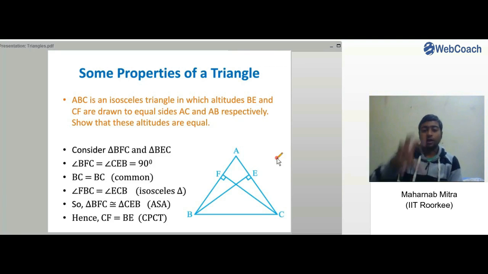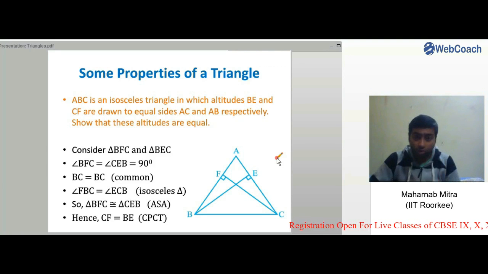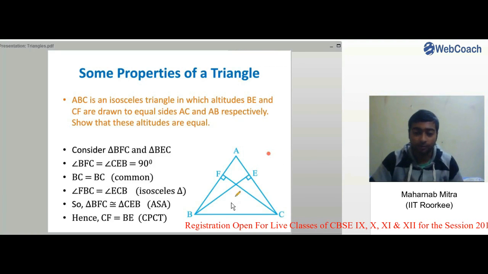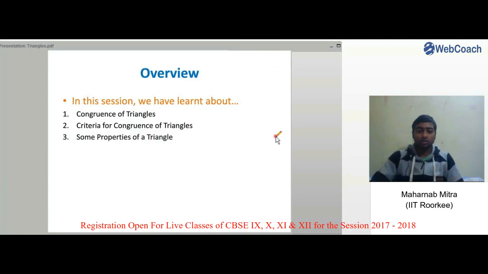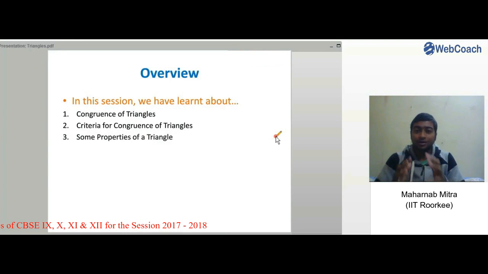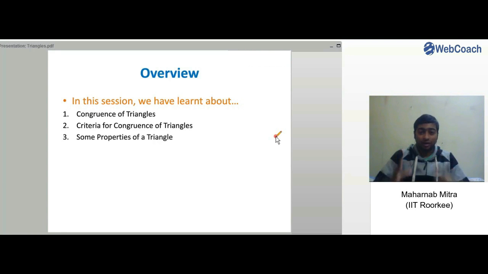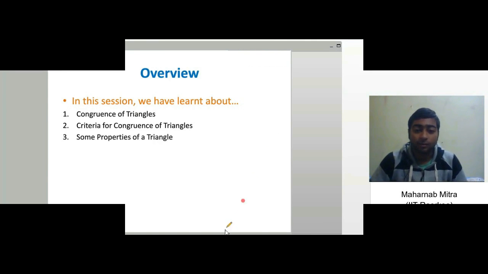So I think you have understood how we can find the criteria for making two triangles congruent to each other, and from there we can find the corresponding parts of those congruent triangles, and those corresponding parts must be equal to each other. So in this class we have learnt about the congruence of triangles, some of the criteria for telling that two triangles are congruent, and some of the characteristics of an isosceles triangle, like the two sides are equal and the angles on the base, which is different from them, are equal, right?